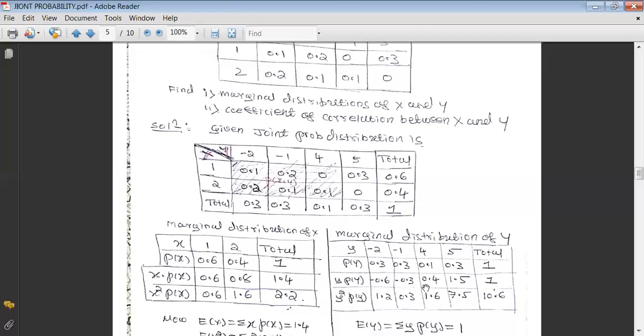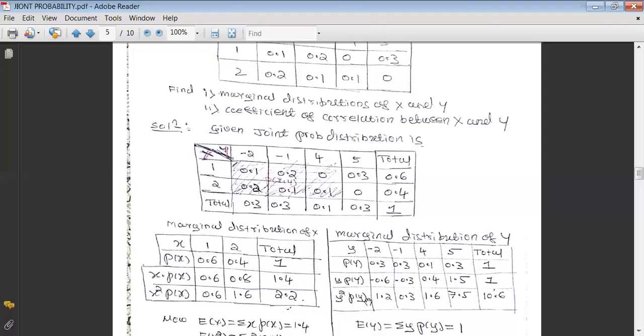We need some of the values in future with respect to the available table, what we call the marginal distribution of y. Let us calculate some of the values. First, let us concentrate on y into p of y. That is minus 2 into 0.3, that is minus 0.6, minus 1 into 0.3, that is minus 0.3, 4 into 0.1, that is 0.4. Next, 5 into 0.3, that is 1.5. Once you take the total of these, that results in 1.